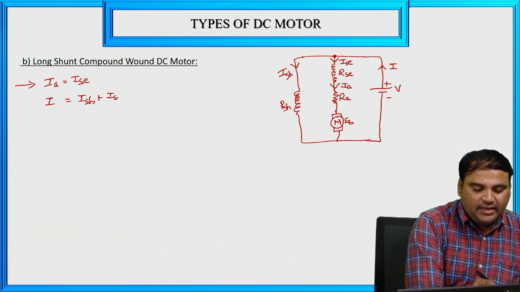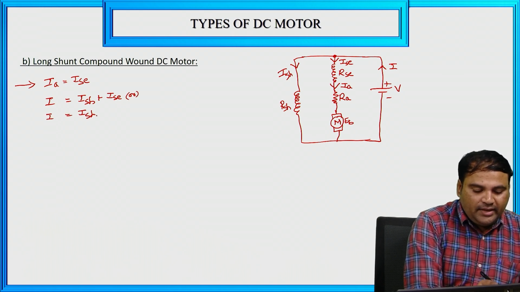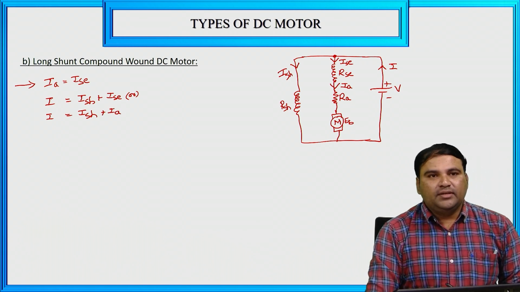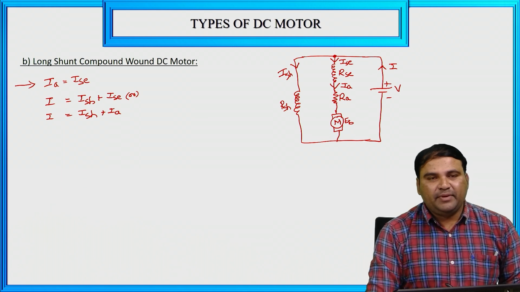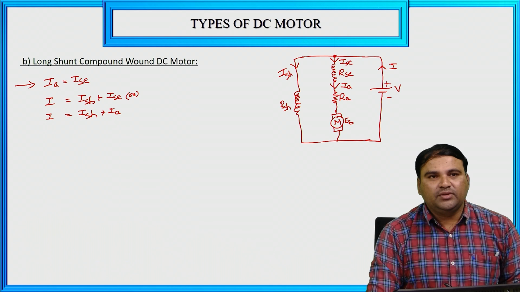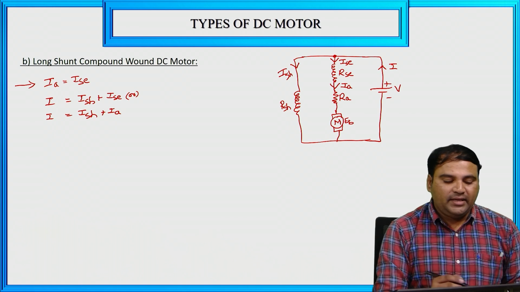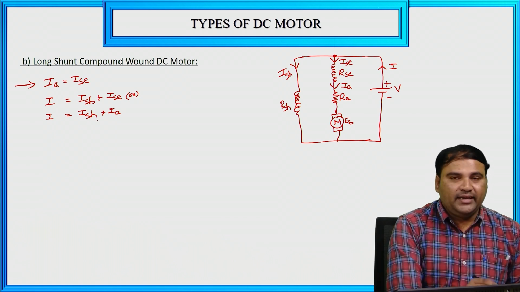ISH plus ISC, or I equal to ISH plus IA. Right, the total current I is equal to shunt field current ISH plus armature current IA, or total current is equal to shunt field current ISH plus series field current ISC. Right, similarly we have to calculate the ISH value.